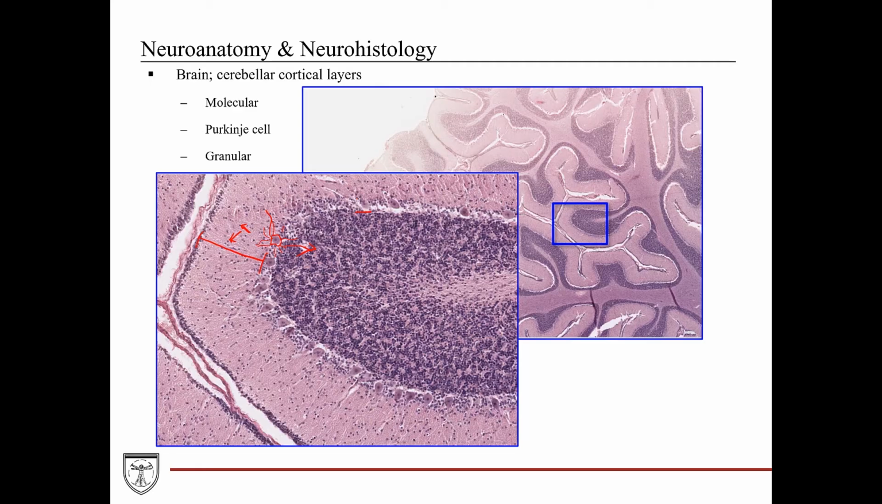And then the innermost layer of the cerebellar cortex is called the granular layer, and this layer contains the smallest of neuron cell bodies in the nervous system. So each one of these heterochromatic dots belong to the smallest of the neuron cell bodies.